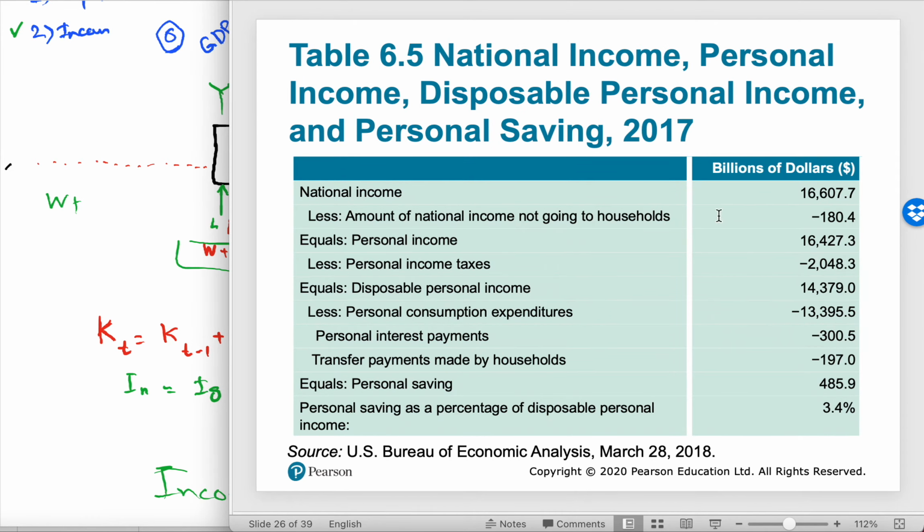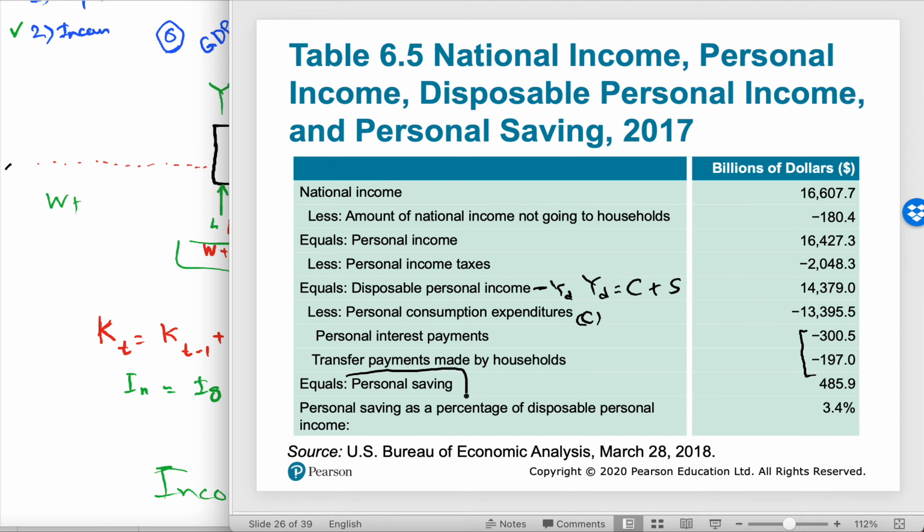So you have the national income, and then you subtract the amount of national income which is not going to the household. So that has been taken out, and that will give you the personal income. And then you deduct the income tax, and that will give you the disposable income. And after disposable income, you know how much is the C. This is the C, remember? And we said that the disposable income is consumption plus saving. So if you are subtracting from the disposable income, the leftover includes personal interest and transfer payments. Transfer payment is basically made by the household, so people are giving a gift to others. So here it is negative. And personal interest payment, if they are borrowing and they have to pay the interest. So these are going to be additional subtractions.